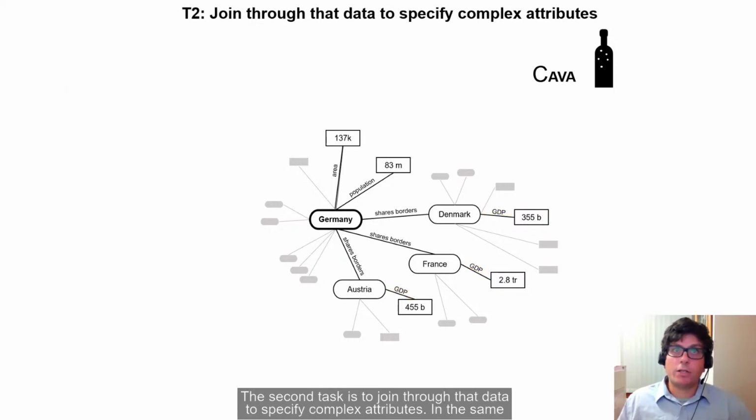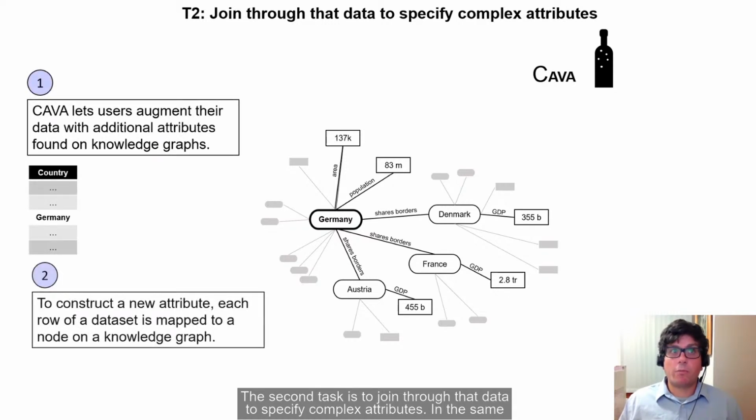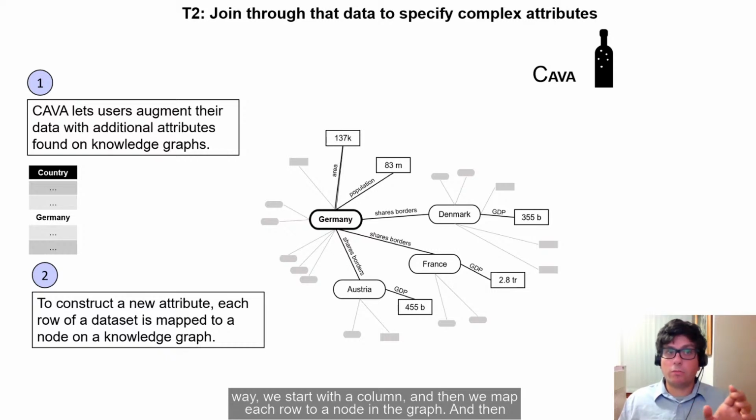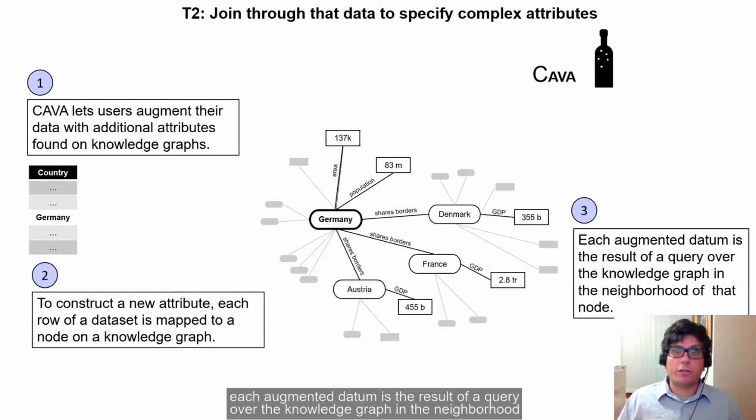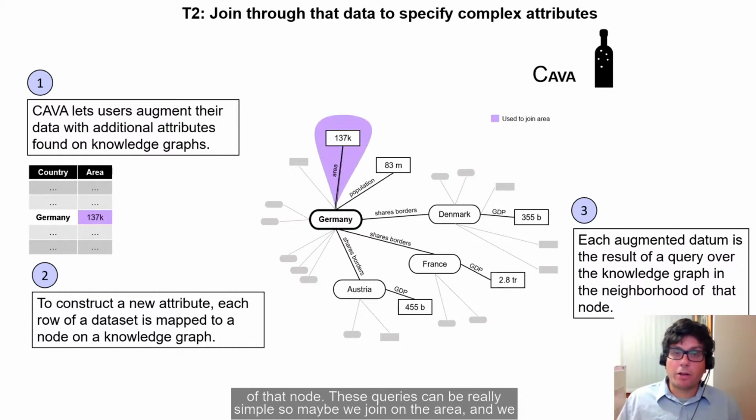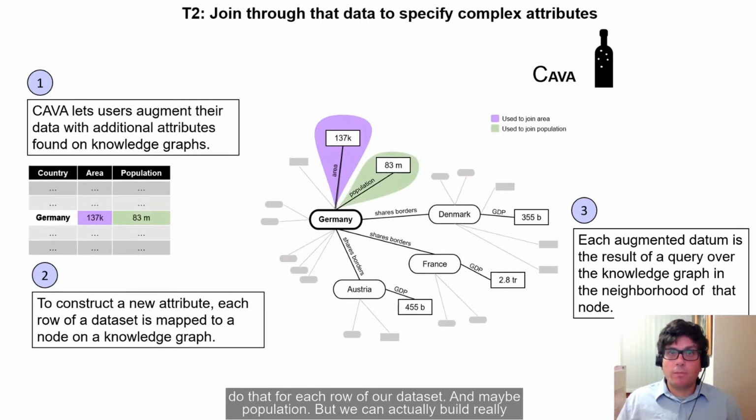The second task is to join through that data to specify complex attributes. So in the same way, we start with a column, and then we map each row of that column to a node on the knowledge graph. And then each augmented datum is the result of a query over the knowledge graph in the neighborhood of that node. And so these queries can be really simple. So maybe we join on the area, and we're going to do that for each row of our data set, or maybe the population. But we can actually build really complex attributes just looking at this knowledge graph here.